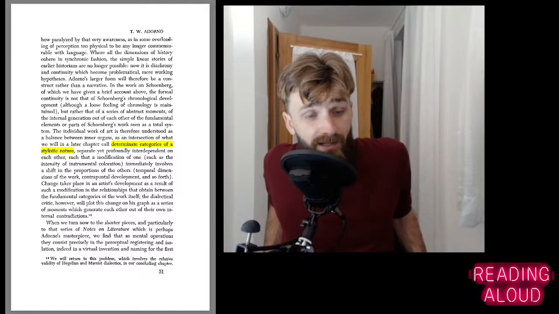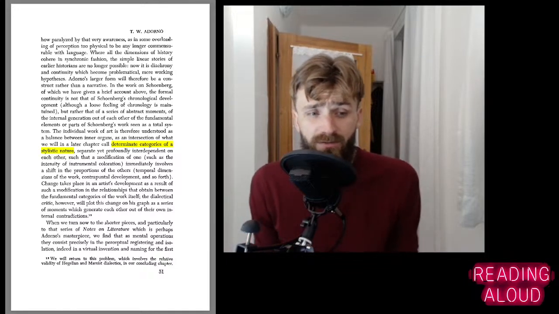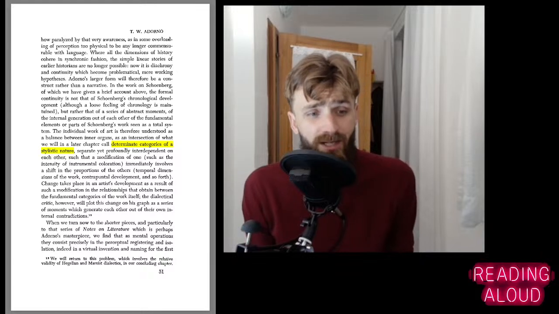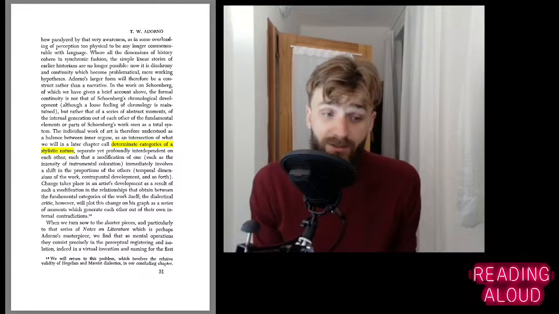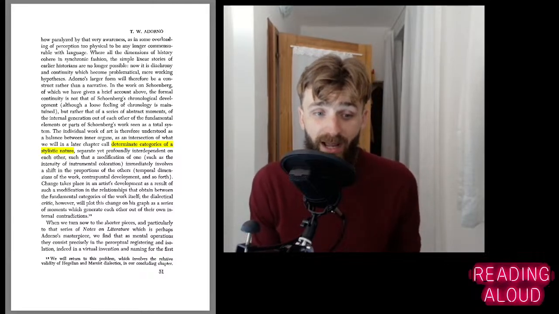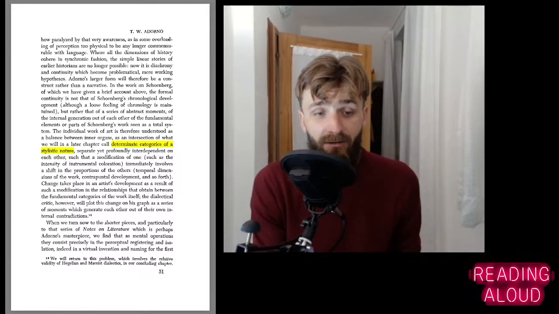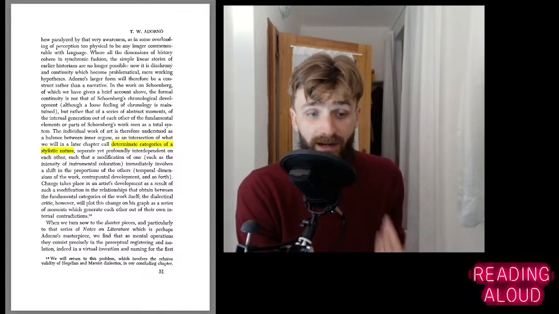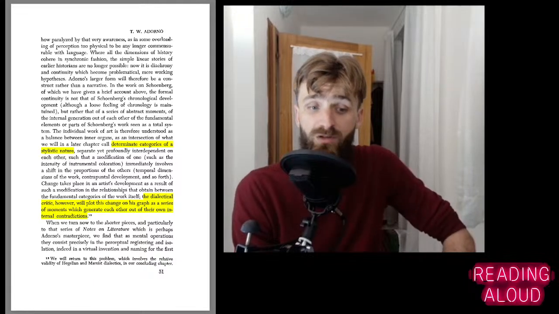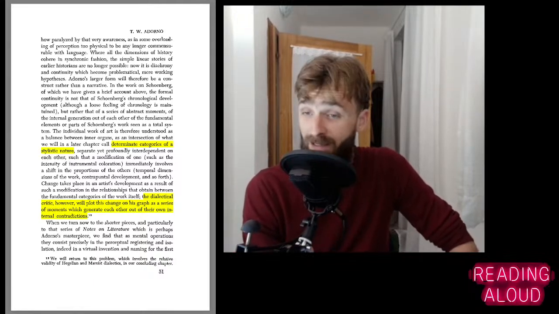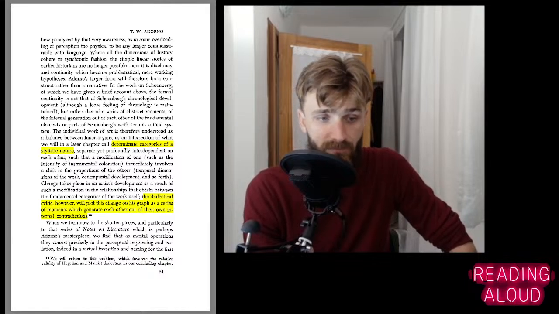Change takes place in an artist's development as a result of such a modification and the relationships that obtain between the fundamental categories of the work itself. The dialectical critic, however, will plot this change on his graph as a series of moments which generate each other out of their own internal contradictions. Down to footnote 13 here. We will return to this problem, which involves the relative validity of Hegelian and Marxist dialectics, in our concluding chapter.